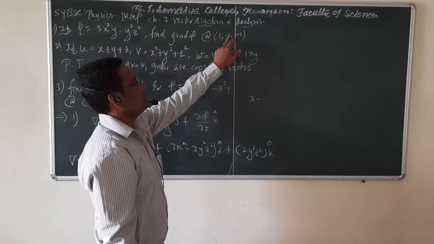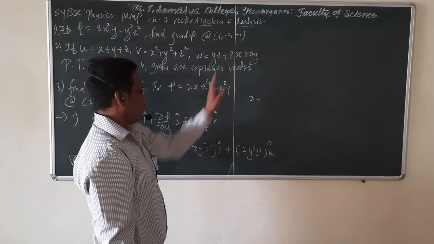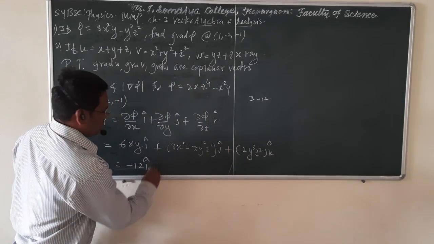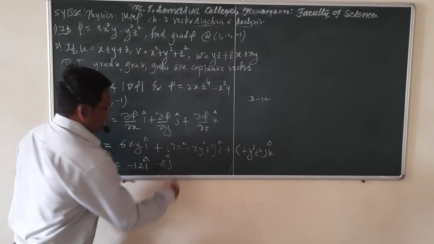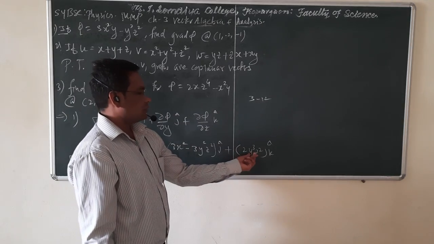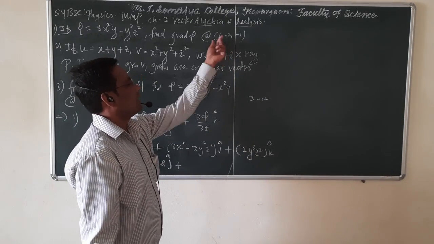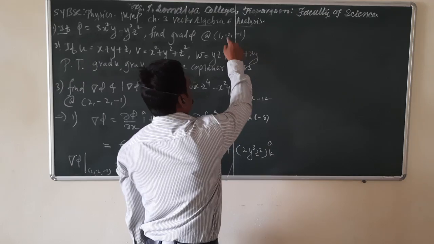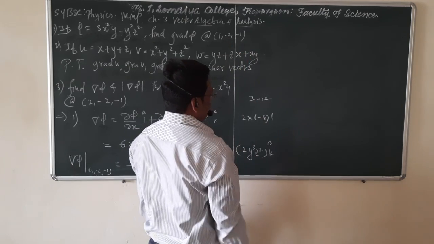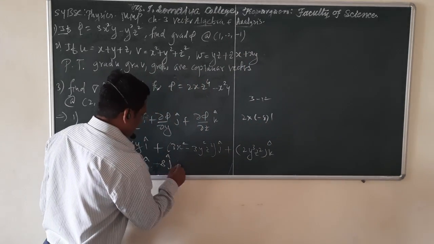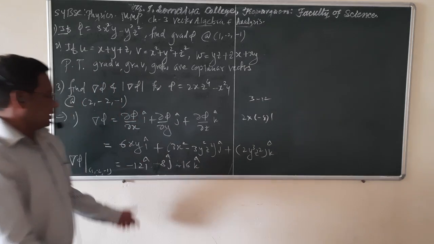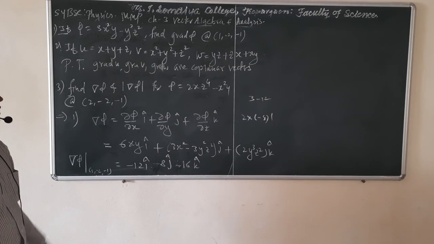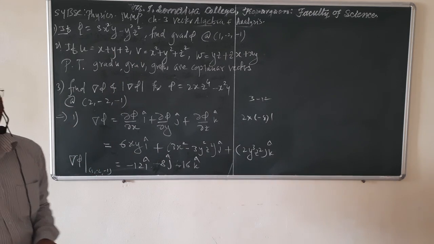So here y square becomes 4 and here we have 3, which is 12. So here we have minus 12 j cap, and the last term is minus 2 times y cube z square. So 2 times y cube, which here is minus 8, into z square, which here is 1, so again minus 16 k cap. So this is the solution of the first problem, gradient of phi at (1, -2, -1). Now we are going to solve problem number 2.